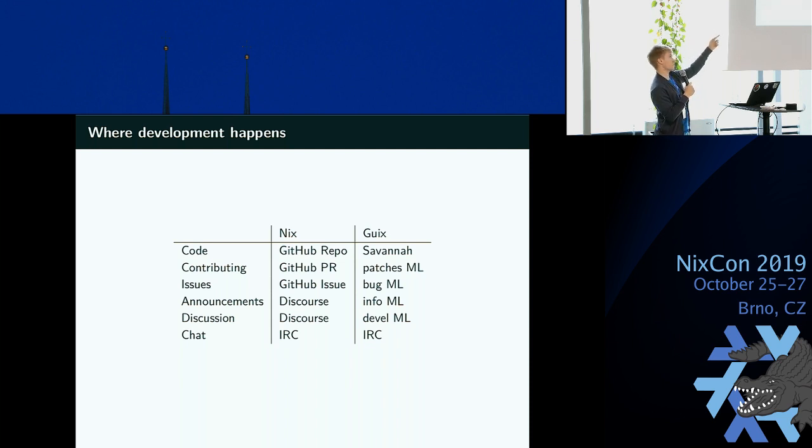For code, they're hosted on Savannah, like almost all GNU projects. Contributing, or really anything else they do, goes through mailing lists. They have patches, bug, info, and development mailing lists, and then for everything else, just IRC. They have some web interfaces for the mailing lists, but they're only read-only. Before FOSDEM this year, they had a small Guix Days, which is an unconference, so maybe a small gathering, I don't know.